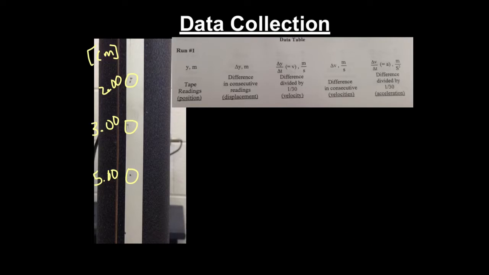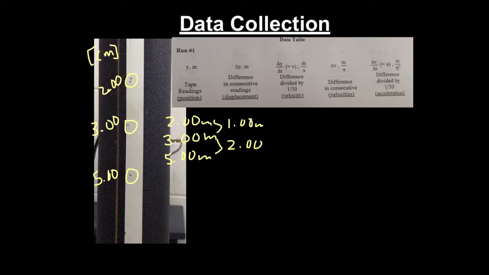So let's look at how we record data. Again, we're always going to record our raw numbers. So our tape readings, in this case, were 2.00 meters and 5.00 meters. These are really big numbers, so yours are going to be smaller. Then we look at the differences in these. So the difference between these is 1 meter. Difference between these is 2 meters.